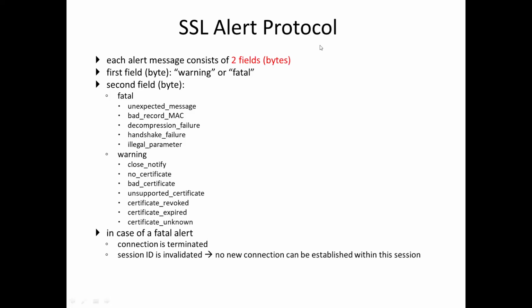So coming to the next type of protocol, called the alert protocol. As I already told you, alert messages have two fields. The first field will tell you whether it is a warning or a fatal message.